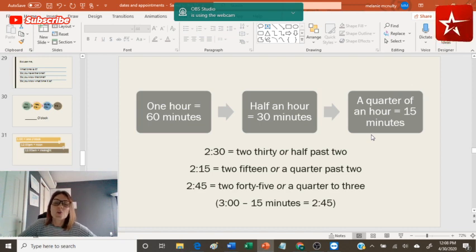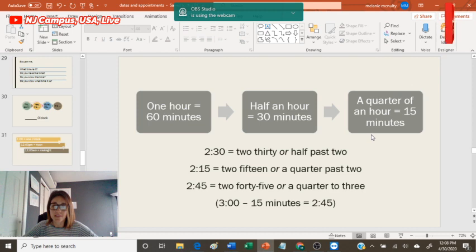Okay, so 1 hour equals 60 minutes. So half of an hour would be 30 minutes. A quarter of an hour would be 15 minutes. So it's very common for us to tell the time using those words.